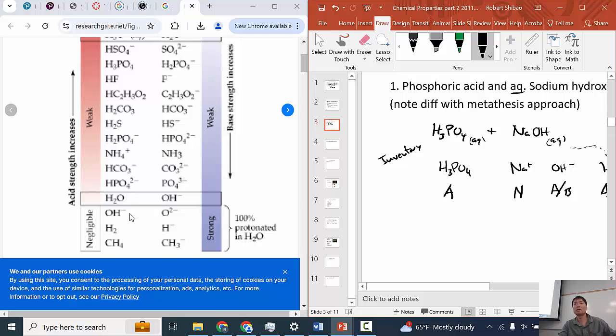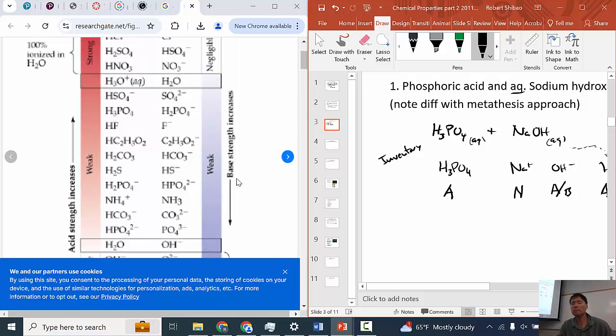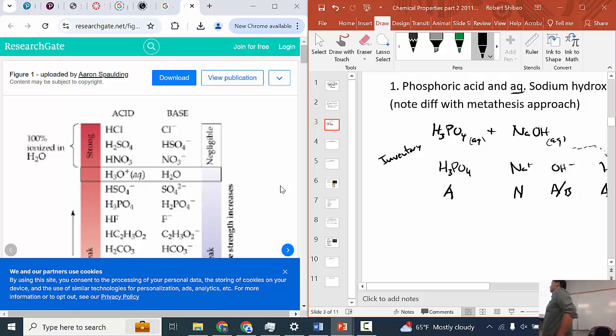Is the box wrong though? Like, does it indicate that they're the strongest? The box indicates the strongest. This box indicates the strongest acid that can exist in water.